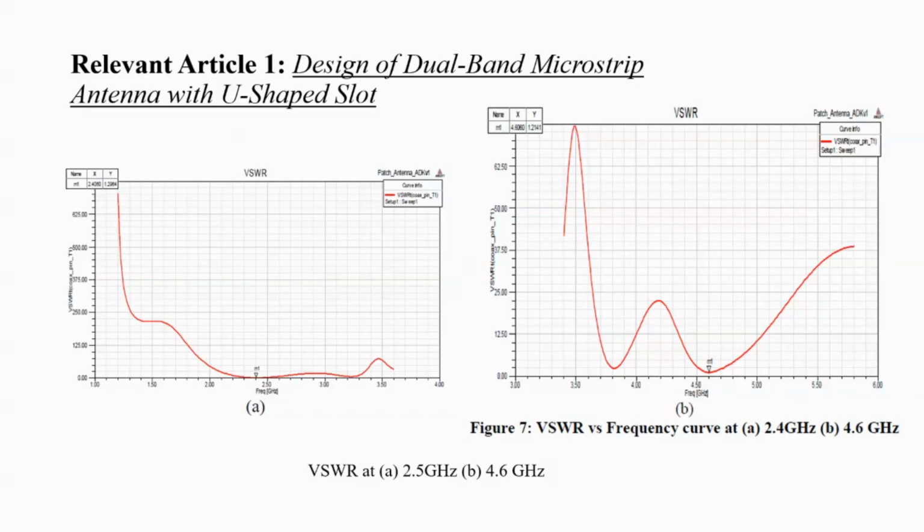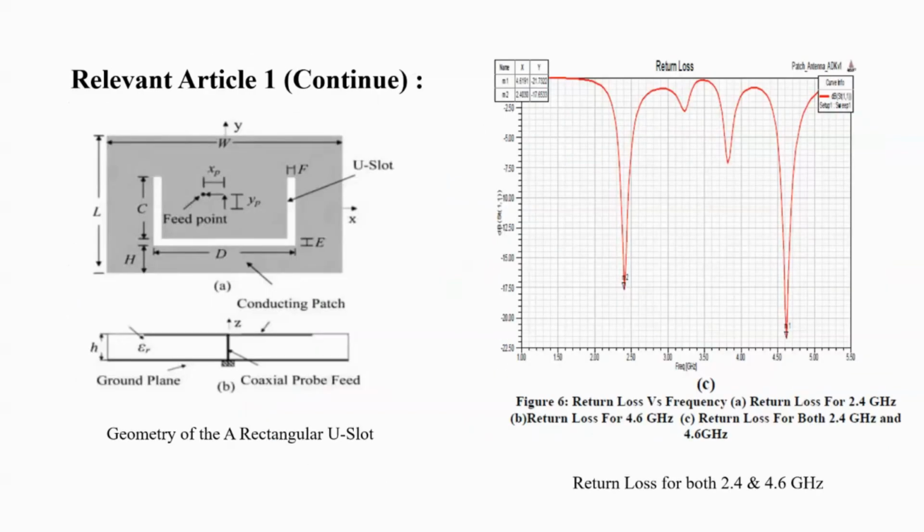The VSWR ratio at 2.4 GHz, which is the figure at the left side, lies around 1.2964, and at 4.6 GHz, the VSWR lies around 1.2141, shown in this graph on the right side. When VSWR is near the 1, the better the antenna is. And for the next parameters, we will look at the geometry of the rectangular U slot, also the return loss of both antenna, both band.